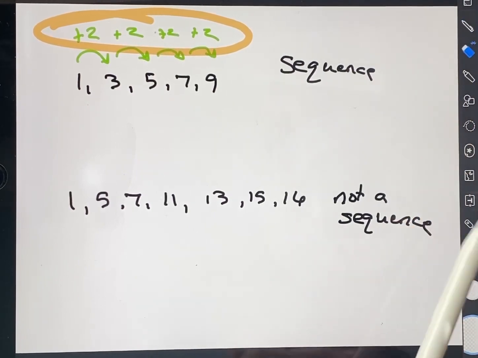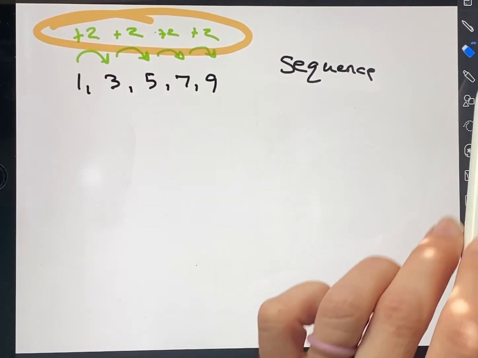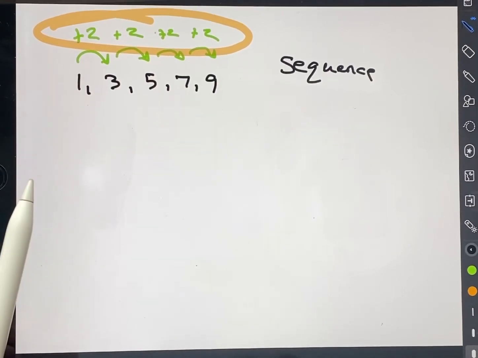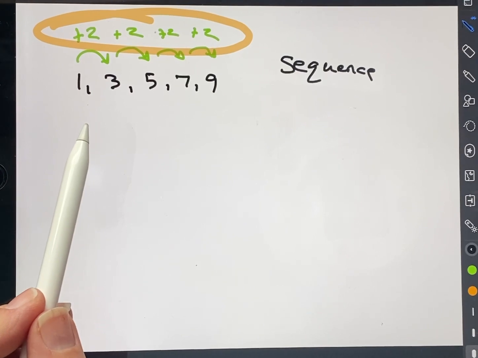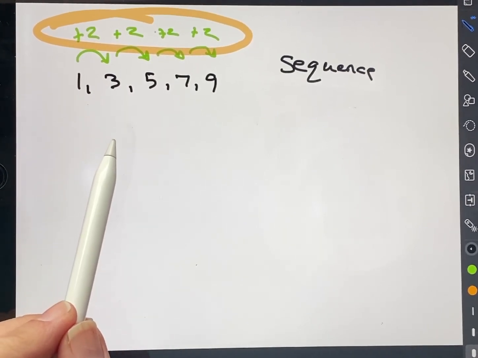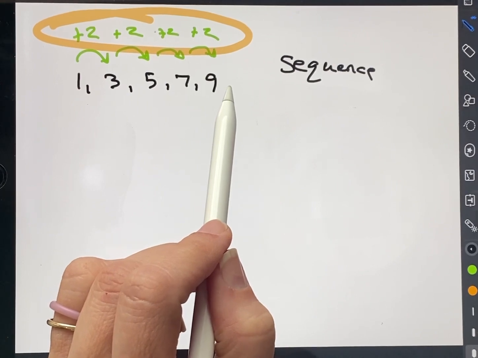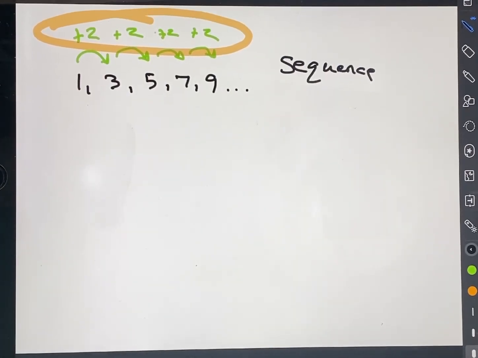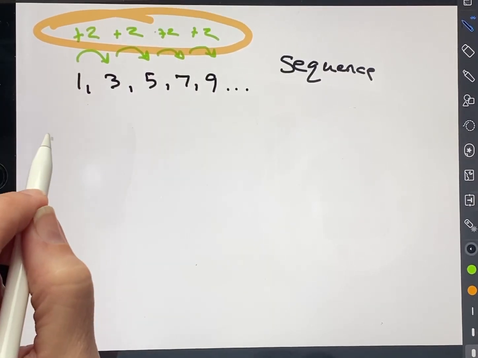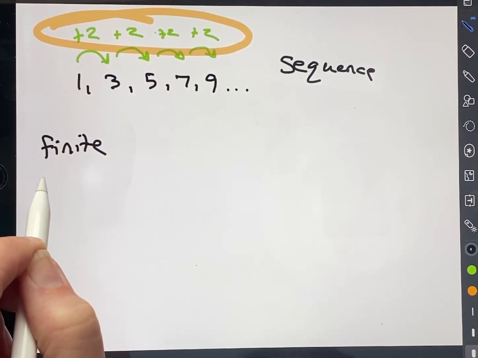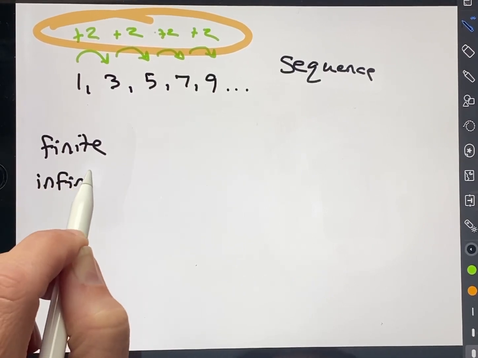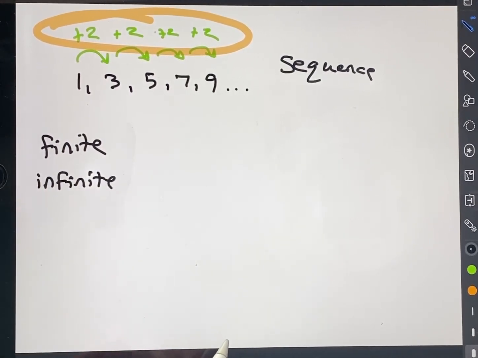Sequences can be defined with two different terms. We can have a finite sequence. In this case, our sequence is only 5 numbers, so that makes it finite. Or we could also have an infinite sequence, meaning that there was typically an ellipsis, a ..., at the end, meaning that it goes on forever and ever and ever, and it never has a stopping point. So if it has a stopping point, we have a finite sequence. If it does not have a stopping point, we have an infinite sequence.